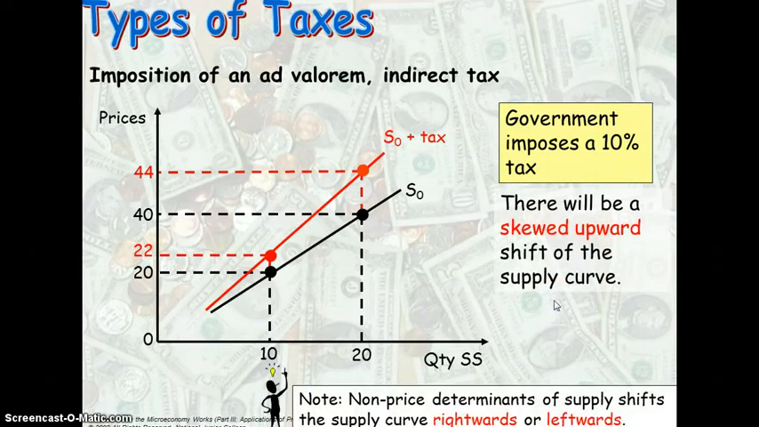So this is how you illustrate the two different types of tax, ad valorem tax and specific tax, differently on a diagram.